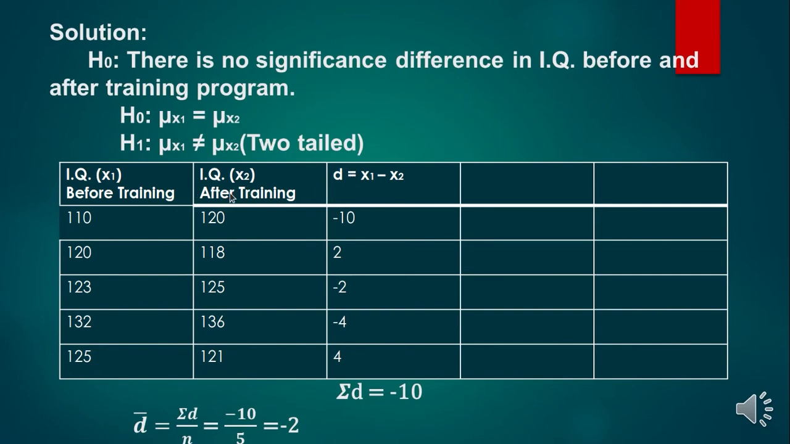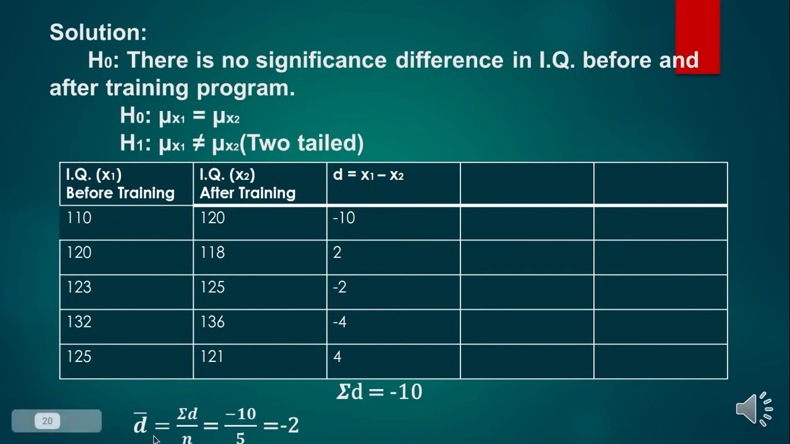So x1 minus x2. For the first candidate, x1 is 110 and x2 is 120, so 110 minus 120 is equal to minus 10. 120 minus 118 is equal to 2. 123 minus 125 is equal to minus 2. 132 minus 136 is equal to minus 4. 125 minus 121 is equal to 4. So the total of this D, sigma D, the summation of D, is equal to minus 10.